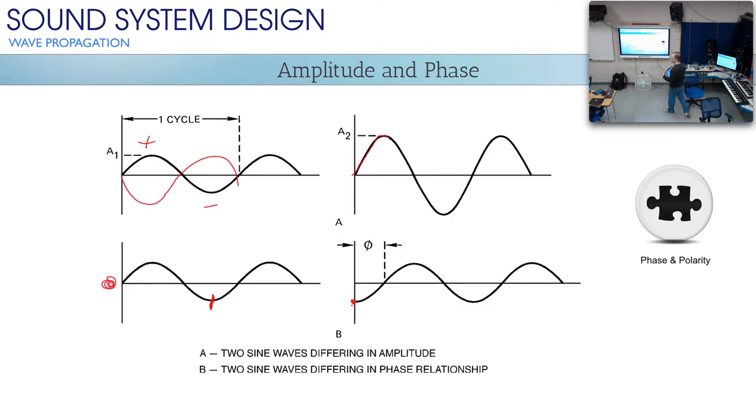And the difference between phase and polarity, when you're talking about sine waves, is effectively there is no difference. They are functionally the same thing. A polarity inversion is the same thing as a 180-degree phase shift for a sine wave. When you get into complicated sounds that have lots of frequencies happening all at the same time, then polarity and phase become very different issues, as I will demonstrate here in a moment.